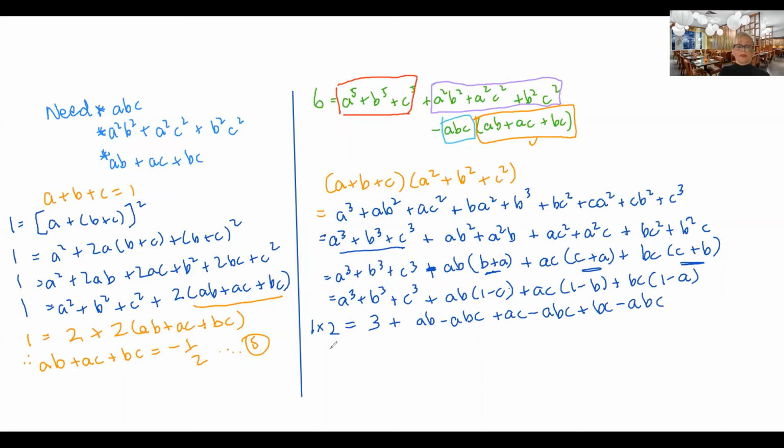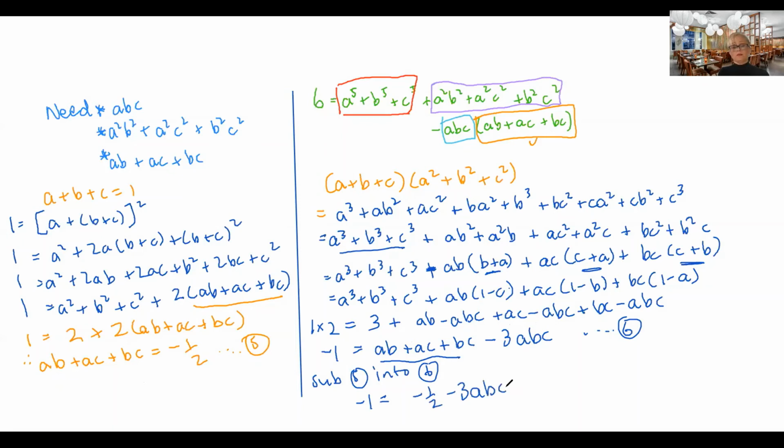Oh, this is good. Okay, so 2 equals, so negative 1 equals AB plus AC plus BC, and we've already worked out what that is, which is fantastic, minus 3 lots of ABC. Oh, this is cool. Okay, so let's sub 5 into 6, and we get that negative 1 is negative 1/2 minus 3ABC. So 3ABC is 1/2.